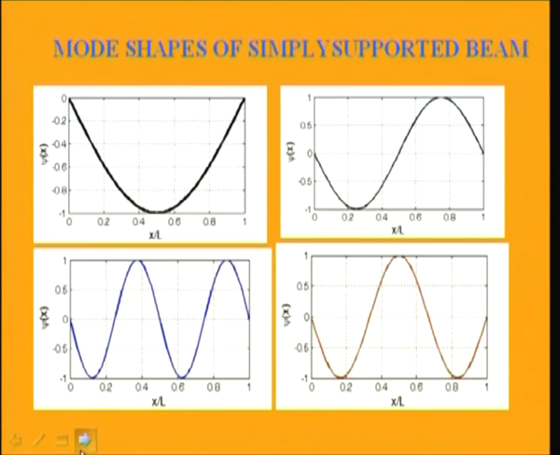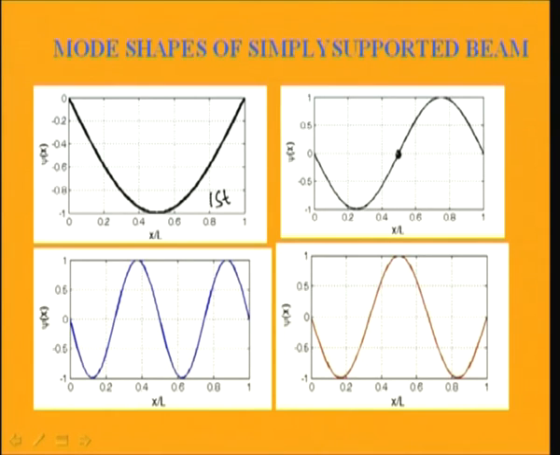So, we have found the mode shapes for a simply supported beam, and the mode shapes can be given in this way. This is the first mode shape. In the first mode the beam is vibrating like this. For the second mode, the mode shape is this way, and there is one node here. This is the node point, that means in the second mode, this point will not vibrate.